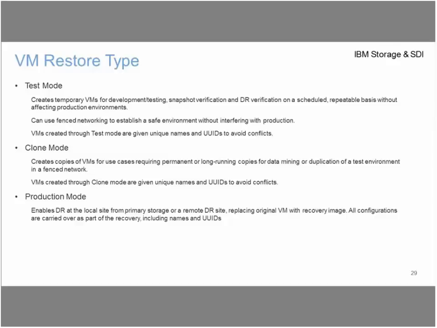What a test mode restore is going to do is create a temporary VM, and it's used for things like dev test, snapshot verification, installing a patch, and it's something that you would likely do on a scheduled, repeatable basis, and does not have any impact on your production environment. You can use fenced-in networking to establish a safe environment so that it doesn't interfere with production at all from a resource perspective. And the VMs that are created through this test mode are given unique names and UUIDs so that they don't have, as I mentioned, any impact on your production environment, right?